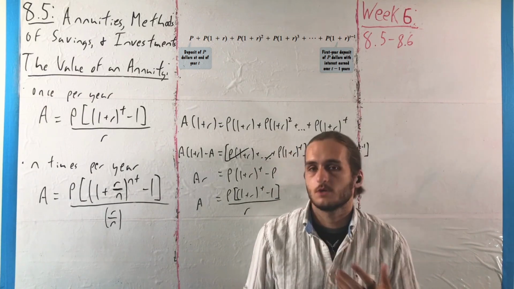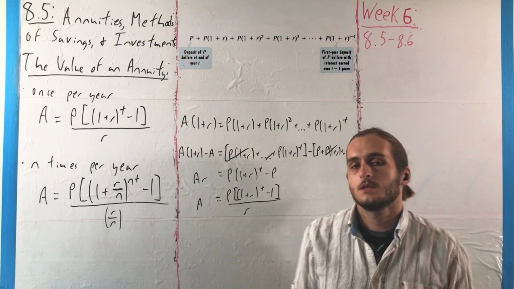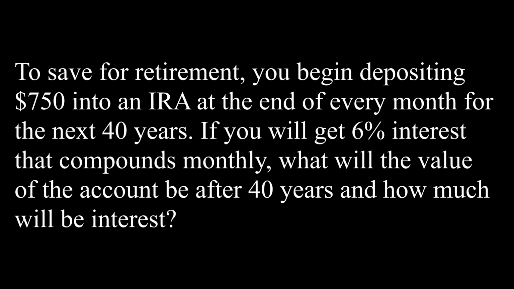So now that we have our general formula and a sense for why it works, let's take another example. For this example, to save for retirement, you begin depositing $750 into an IRA at the end of every month for the next 40 years. You probably don't have $750 to put there now, but let's pretend, like the book usually does, that things are good. If you get 6% interest that compounds monthly, what will the value of the account be after 40 years, and how much of that value will come from interest?